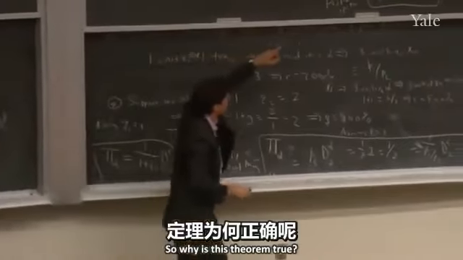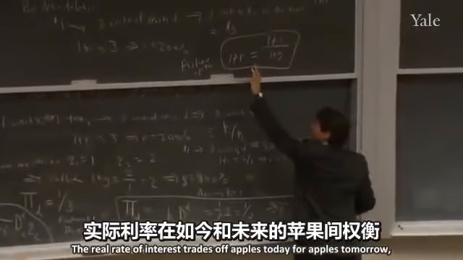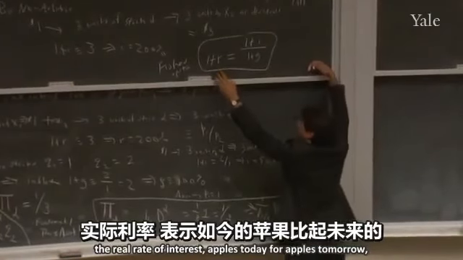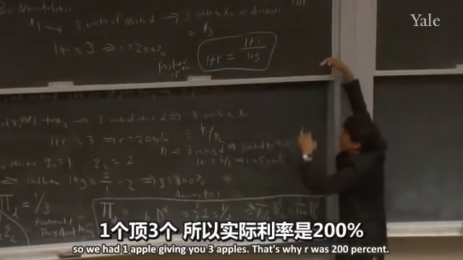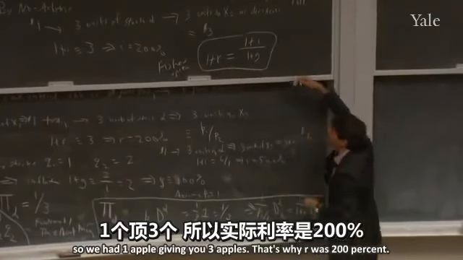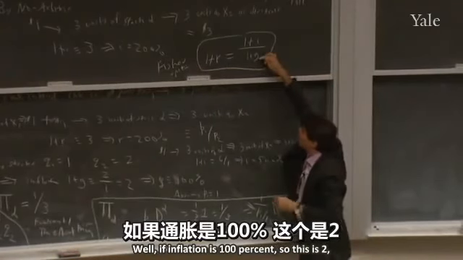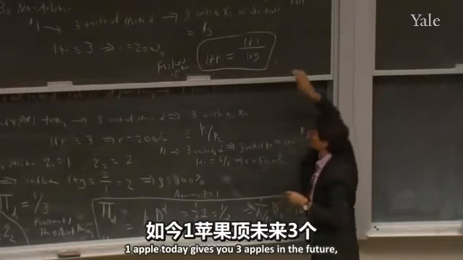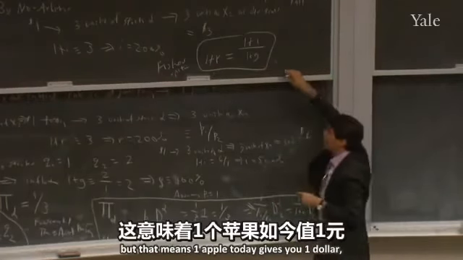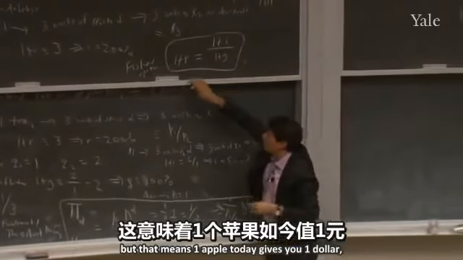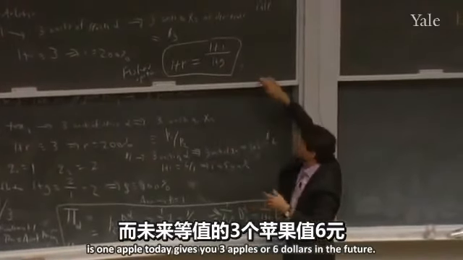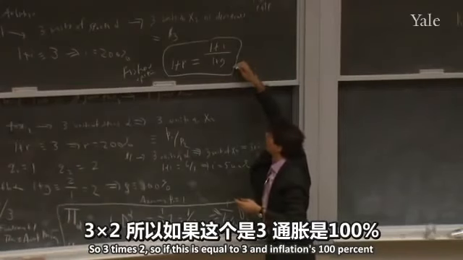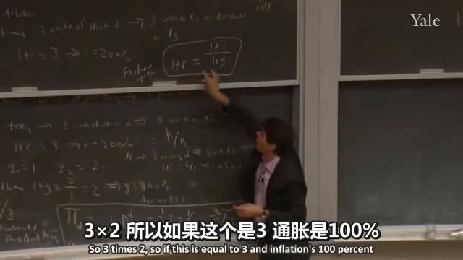Okay, so why is this theorem true? The real rate of interest trades off apples today for apples tomorrow. So we had 1 apple giving you 3 apples. That's why R was 200%. Well, if inflation is 100%, so this is 2, 1 apple today gives you 3 apples in the future, but that means 1 apple today gives you 3 apples or $6 in the future. So that's why. You have to take 3 times 2.